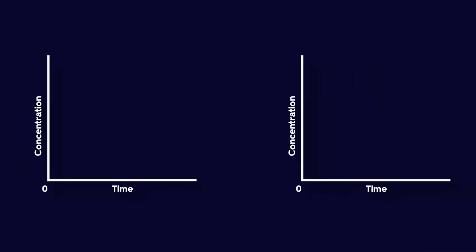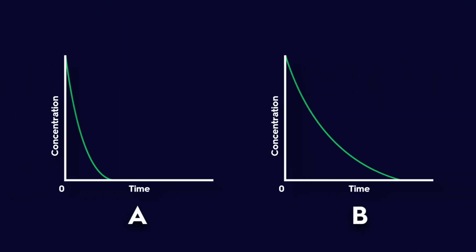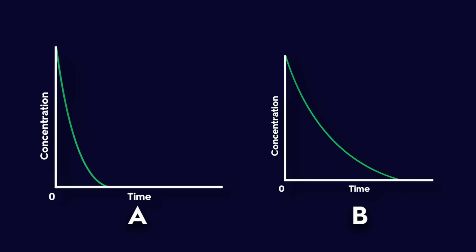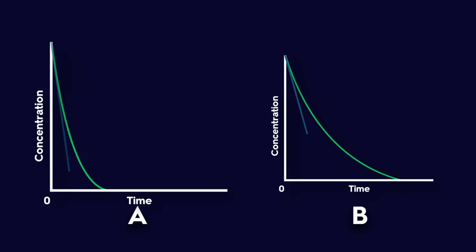Hence, to answer the pop quiz earlier, the answer is A. The initial rate comes from the slope at time 0. The steeper the drop in concentration at the start, the faster the reaction at that instant.